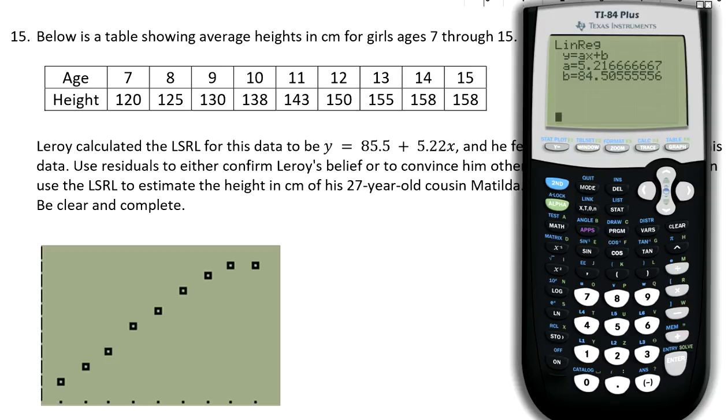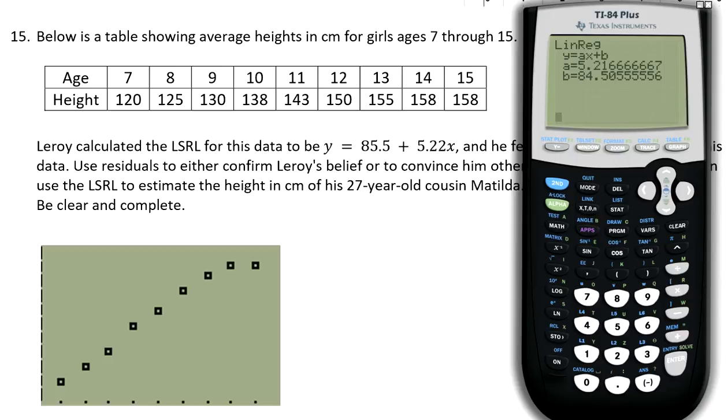5.22x. And then there's also, ooh, that's interesting. I have 84.5 and he had 85.5. So I think I could say his model's off a little bit, but that's pretty insignificant. His y-intercept looks like it was copied down wrong when this question was typed up. And that's bad, but I think it could get worse than that.